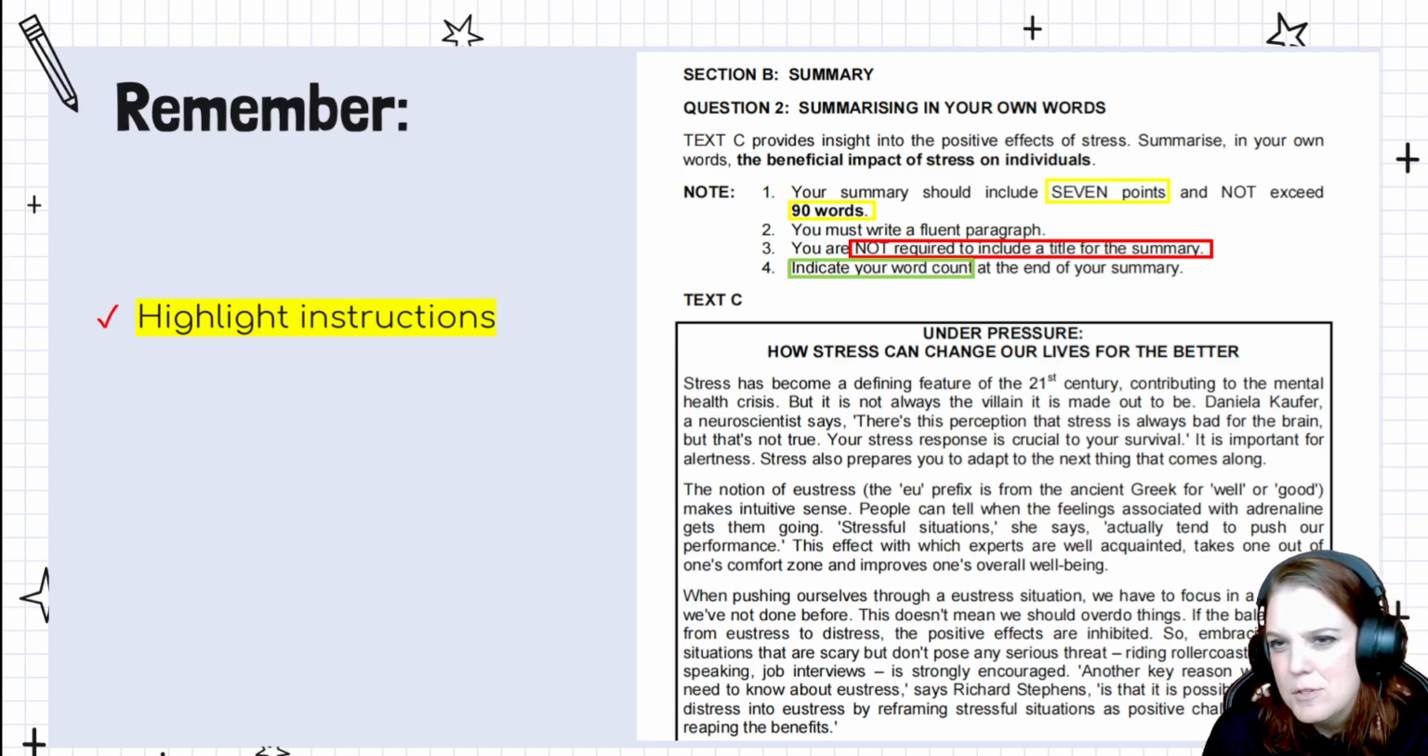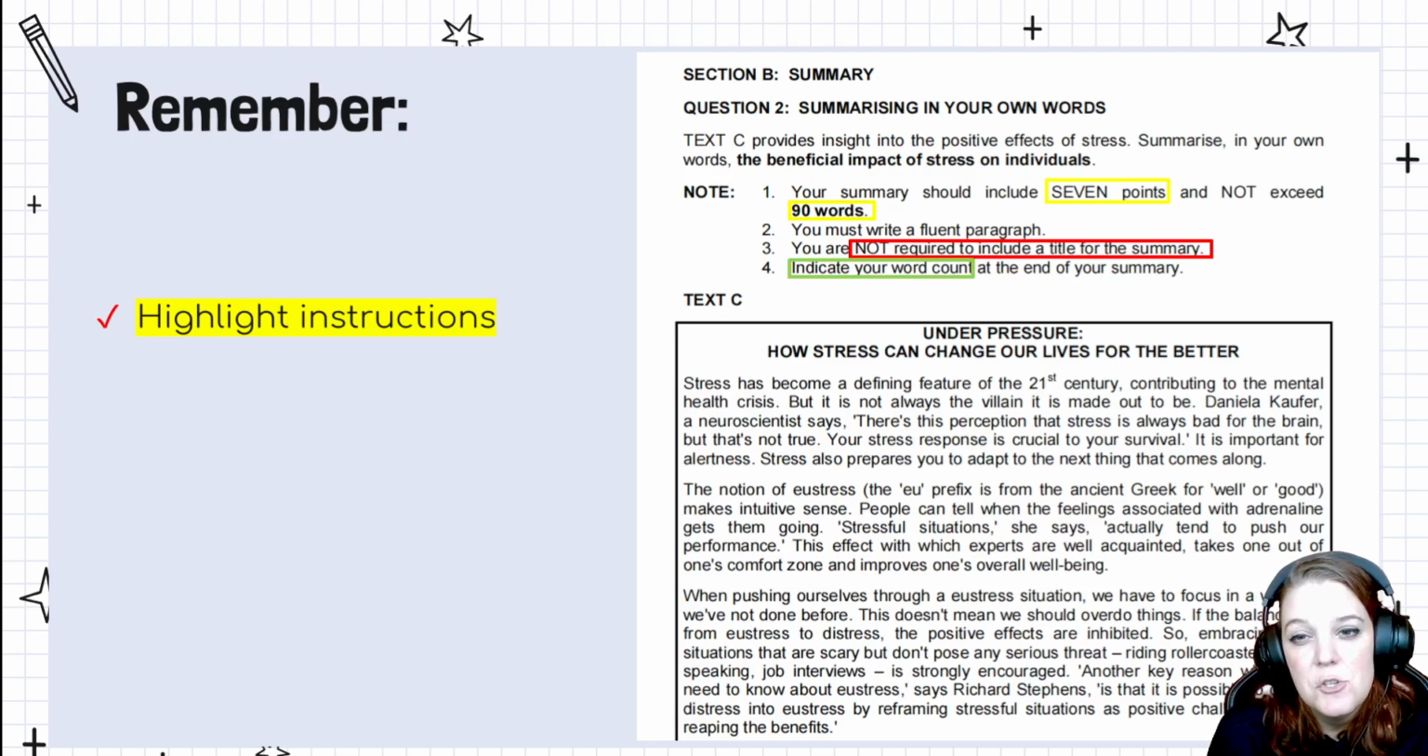So this works out to, okay, so if we say 70 words for 7 points, that'd be 10 words. It's about maybe 12, 13 words per point. Some points will be longer than others, some will be shorter. Number 2 says you must write a fluent paragraph. So your final draft needs to be in paragraph form, and you are not required to include a title for the summary. You can, if you want to. If you don't want to, it's fine. It's neither here nor there.